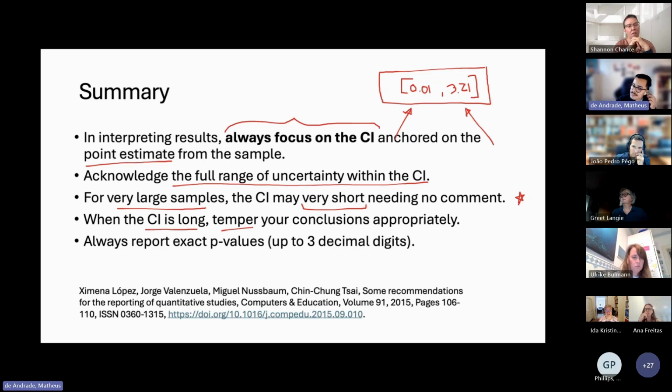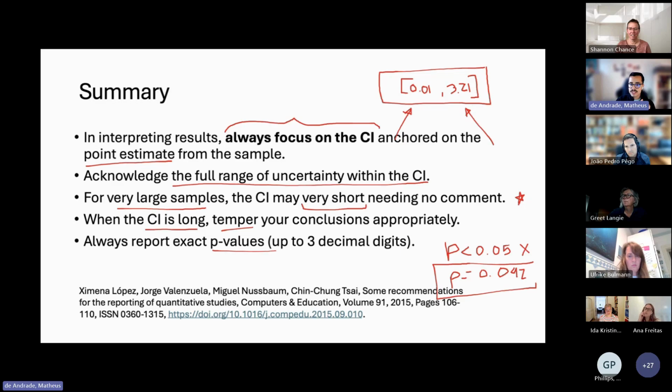And I know that this is a summary slide and that I have not mentioned this before, but always report exact p-values. I don't want to explain the full rationale behind it right now. I'll save it for a next webinar. So for example, instead of saying my p-value is smaller than 0.05, we don't do this. We might say that my p-value equals 0.042. Okay? And reporting the exact p-value will help people appraising the literature to synthesize the results of your study.